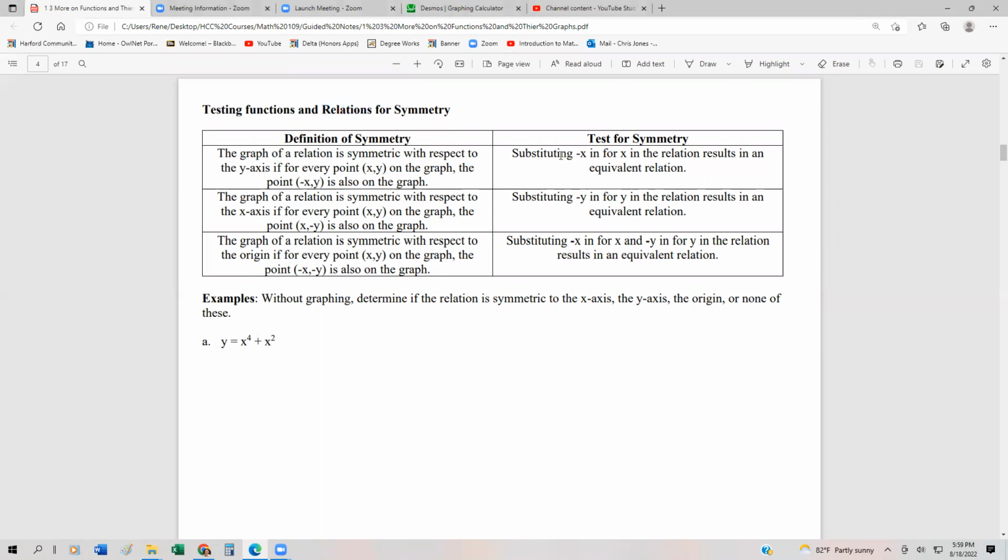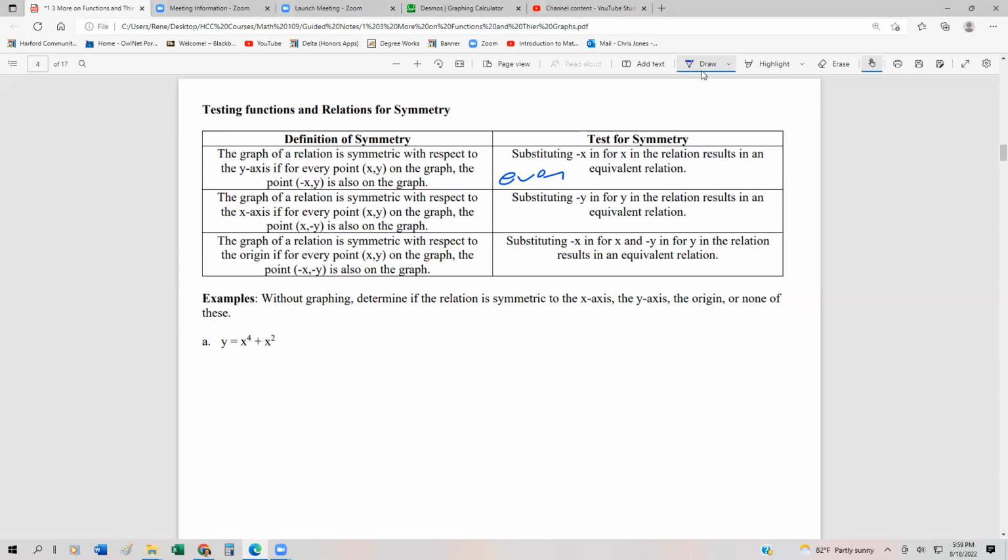So we could determine if a relation is symmetric to the y-axis. Then we're going to plug in negative x, and we're going to get the exact same equation. That means it's the same test as for even functions. So that's good.